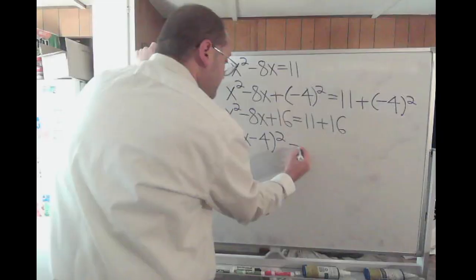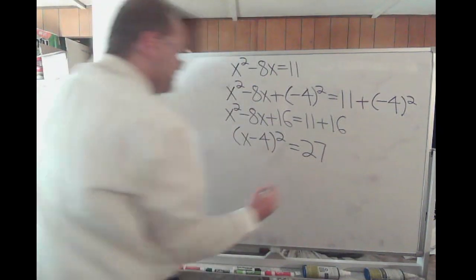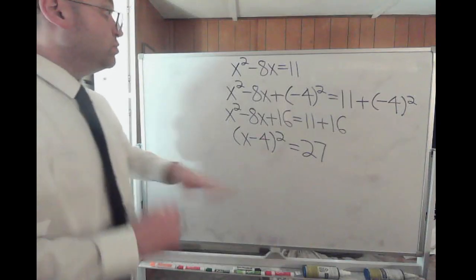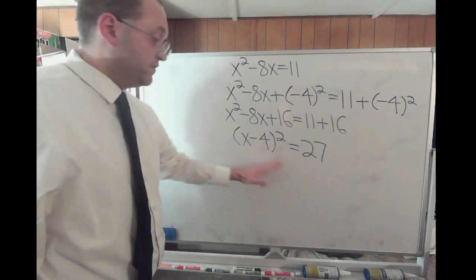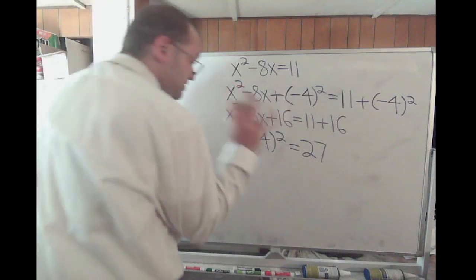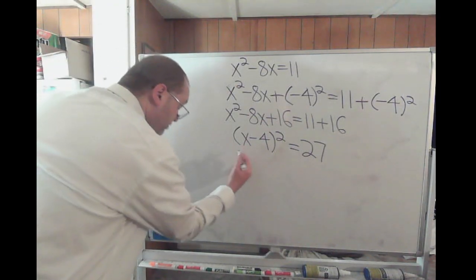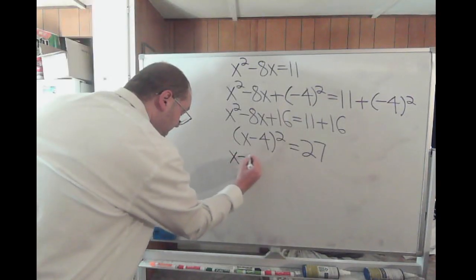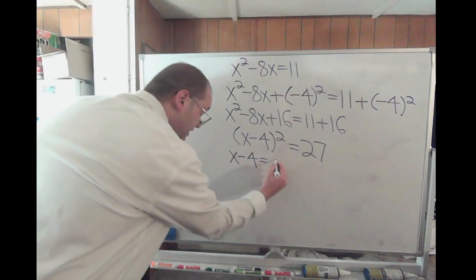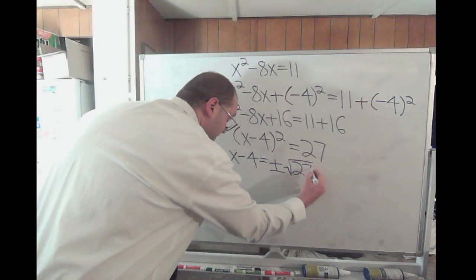That's going to be equal to your right-hand side of 11 plus 16, which turns out to be 27. Now we actually have perfect squares on both sides, so we can proceed with that method since we've completed the square. Alright, so square root of both sides, that'll give you x minus 4 on the left, equal to both plus and minus the square root of 27 on the right.